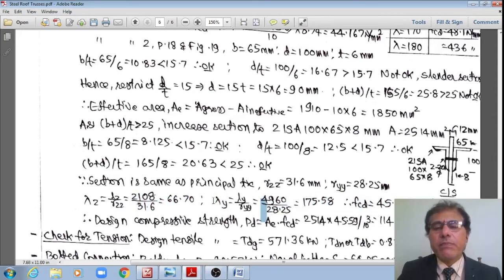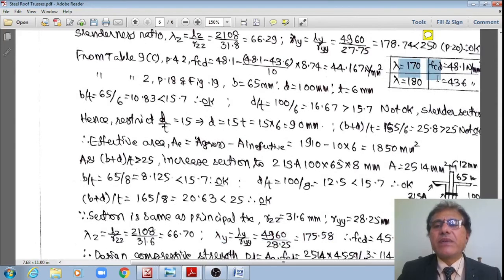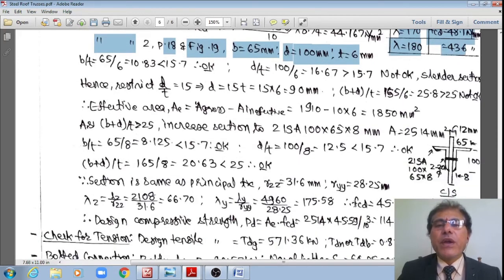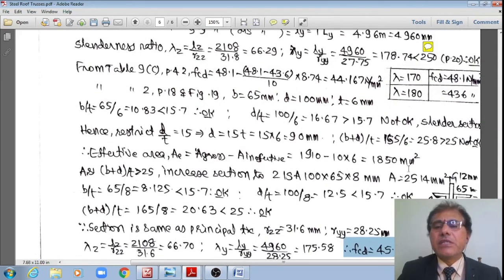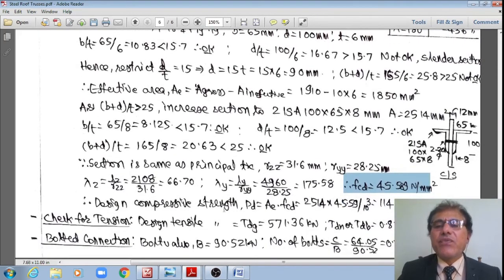Therefore, that now works out about the minor axis. The slenderness ratio is 175.58. Therefore, now I'll once again interpolate like this. For lambda equal to 170 and lambda equal to 180, fcd is 48.1 and 43.6 respectively. If I interpolate, I'll get the design compressive stress, approximately 45.89 Newton per mm square.